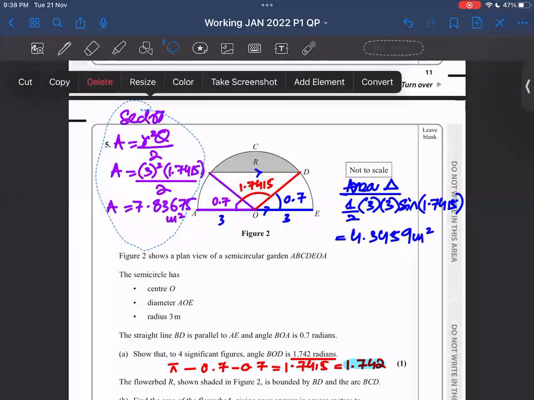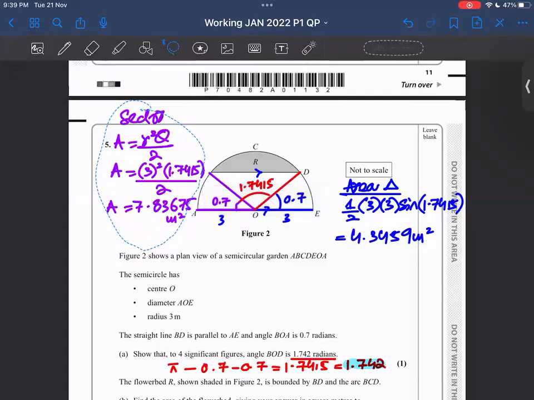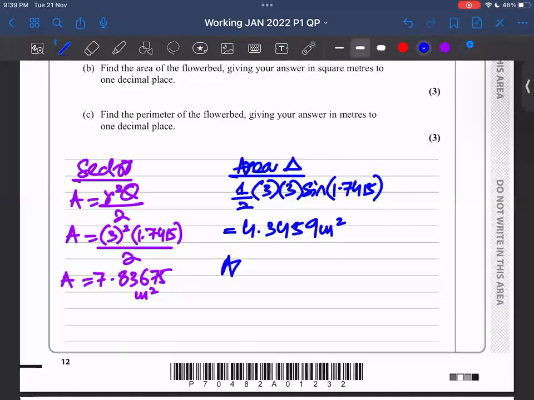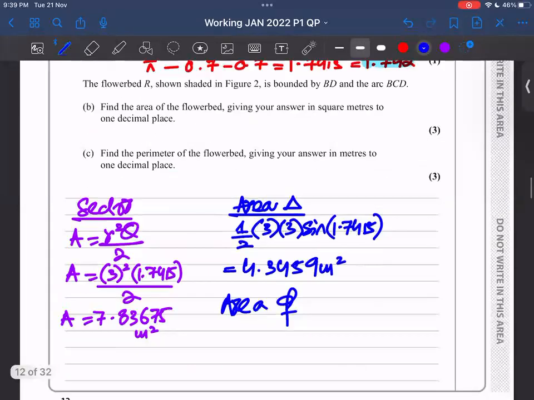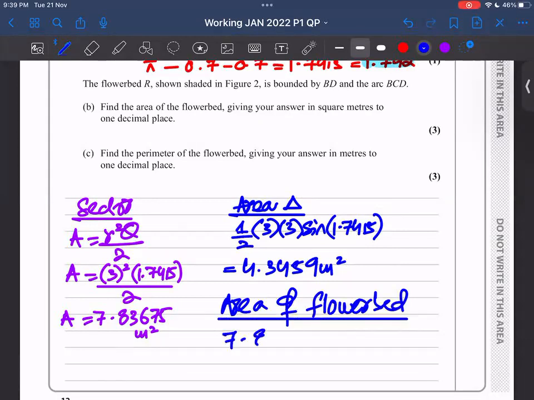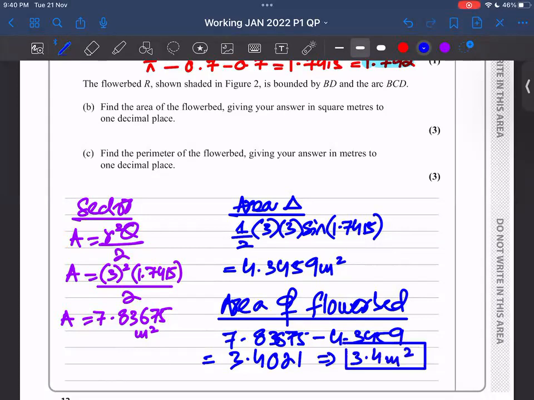Let's just put it in the answer space here. The area of flower bed is 7.83675 minus 4.3459. So we get the answer 3.4021. We have to get the answer in 1 decimal place. So 3.4 meter square is going to be our final answer.